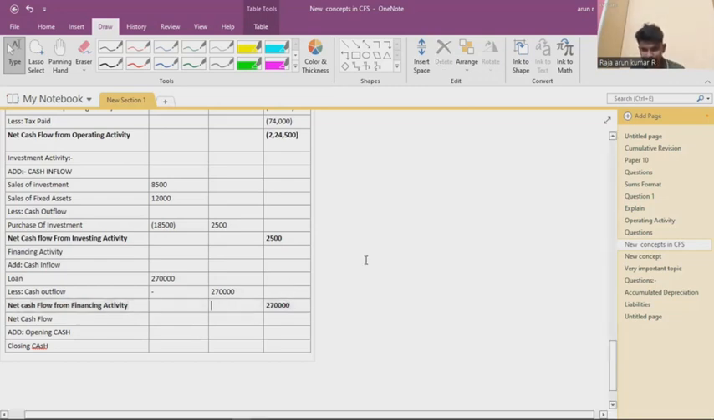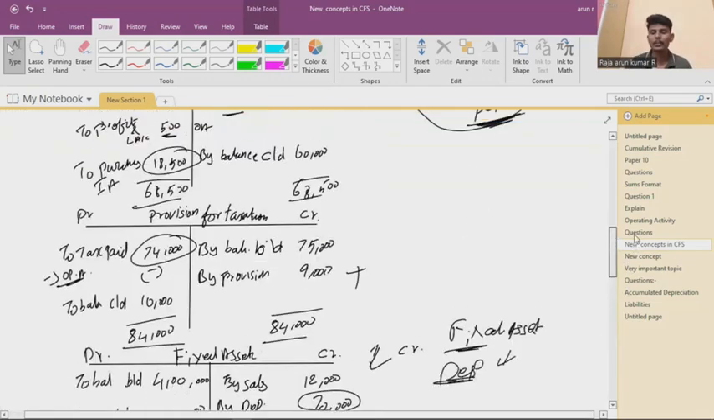Then we can conclude: add these three bolded items. 2,24,500 less, a negative value, add that 2,500, then 2,70,000. Add the three items and it becomes net cash flow of rupees 48,000. You can do it in the calculator also: 2,24,500 negative plus 2,500, then 2,70,000. It will come to around 48,000. Then add with the opening bank balance. Opening cash means opening bank balance. Opening bank balance, what?